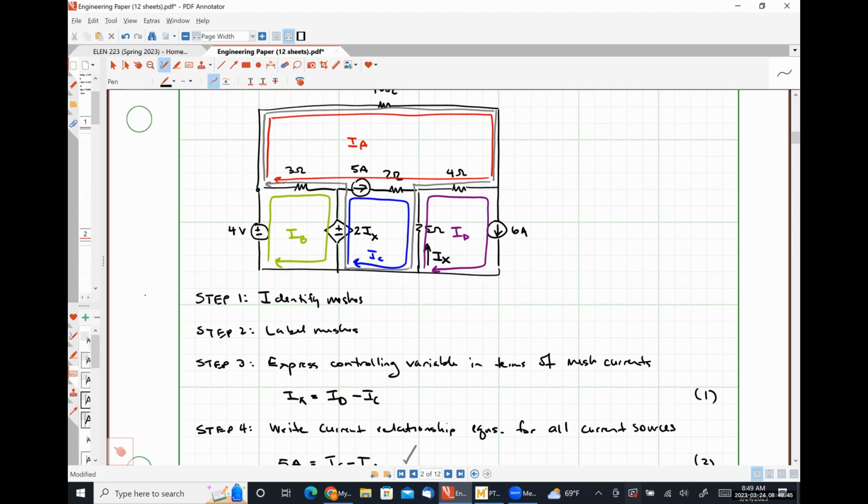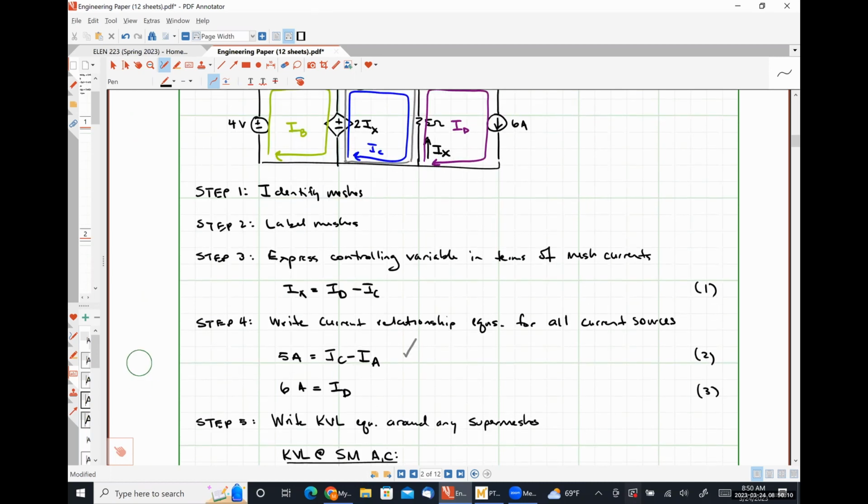We can't write a KVL equation around mesh D because it contains a current source along the perimeter. There is literally no combination of meshes or anything that we could do to avoid taking that voltage drop. So anytime we have a current source on the edge of a circuit, we are only going to have a current relationship for that mesh, which is what was just said a moment ago. We've effectively already defined it, so we don't need any more information about that particular mesh anyway, right?